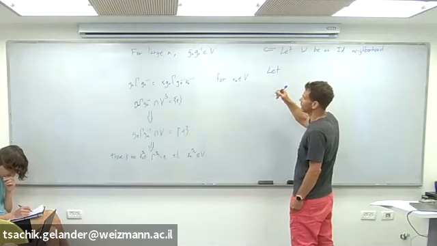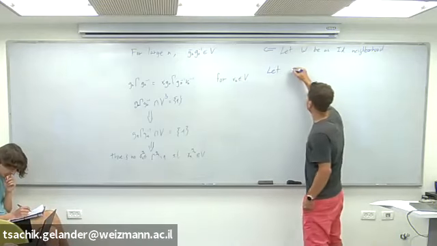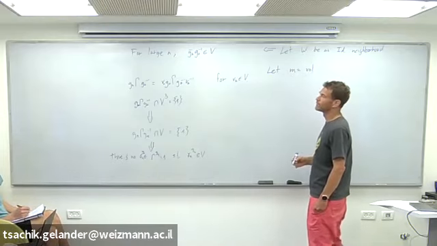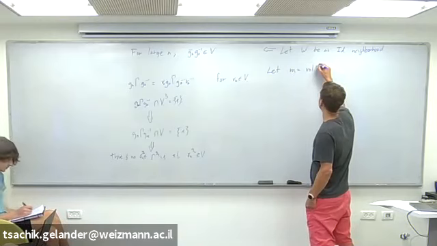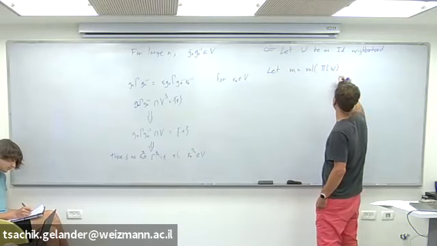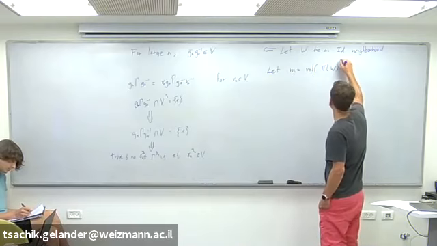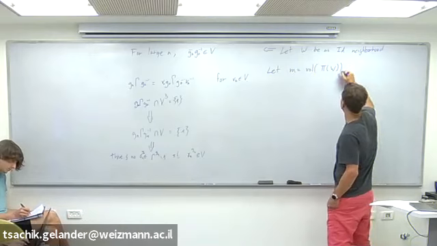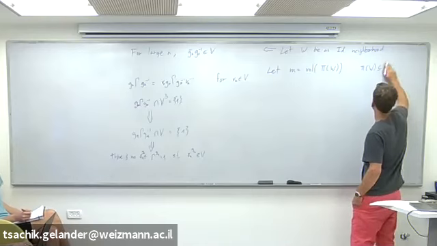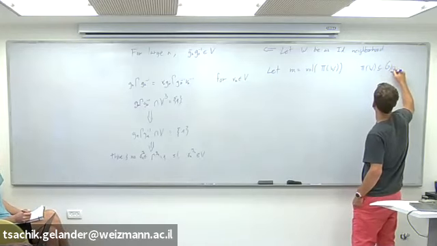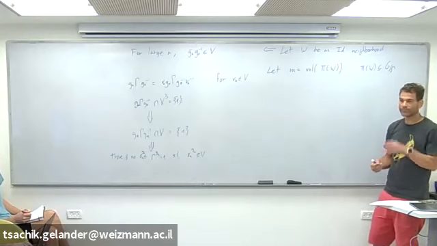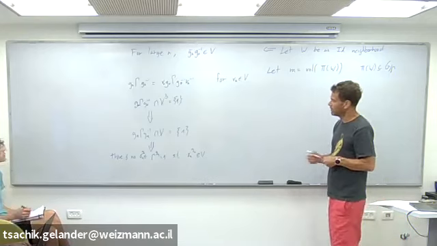I want to use V, so let M be the volume of the projection, the image of W inside G mod gamma. G mod gamma is a probability measure, so it's a finite measure. So this is a finite number.